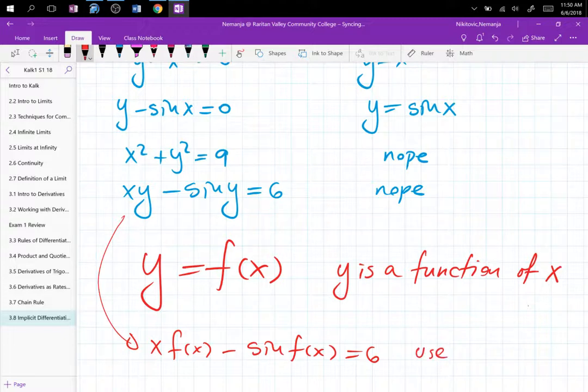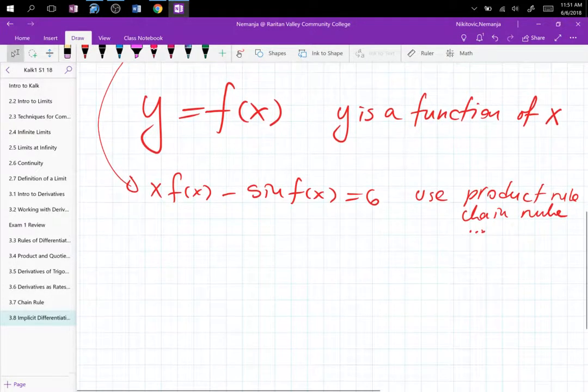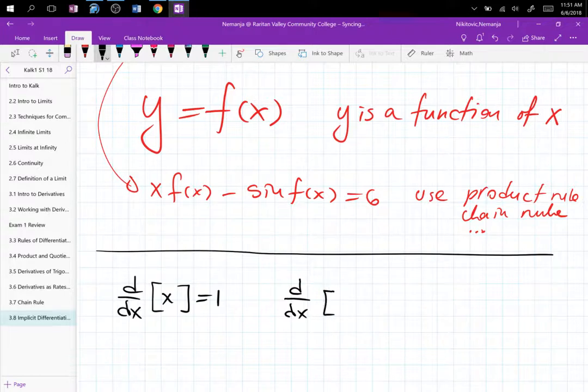And I'll just say use product rule, chain rule, product rule, chain rule, and I'll put 3 dots. So whatever we learned, right? So what is now in our realm of possibilities? Well, I can take the derivative of x and, as we know, get 1. I can take the derivative of x squared and get 2x.